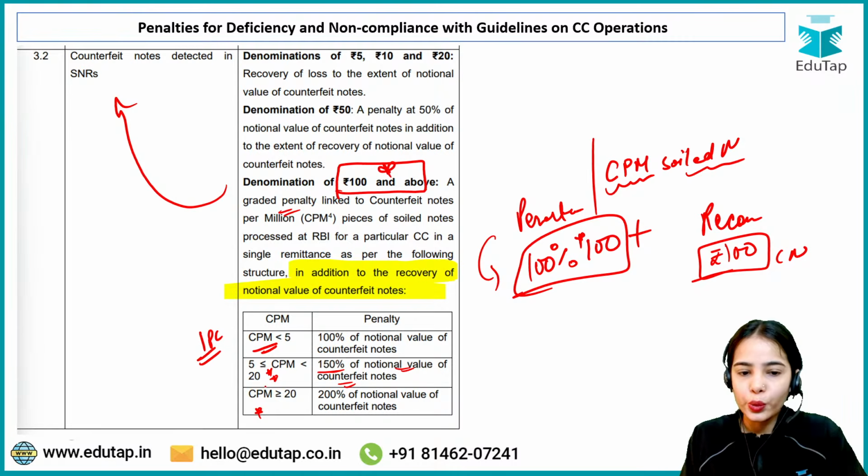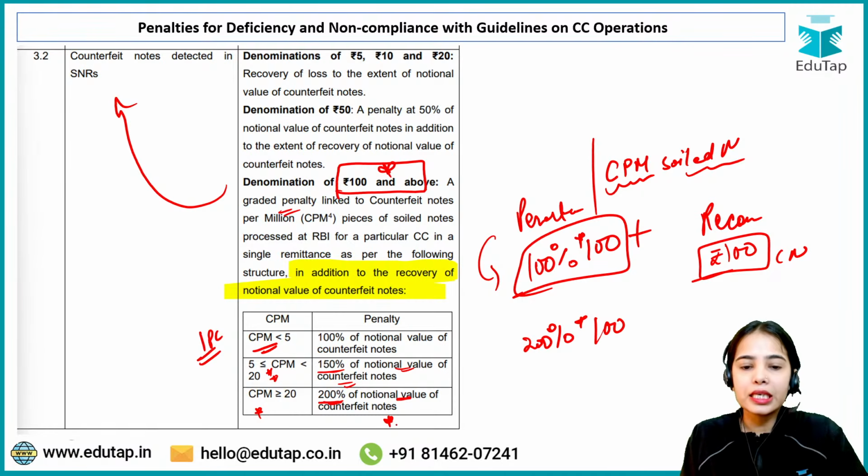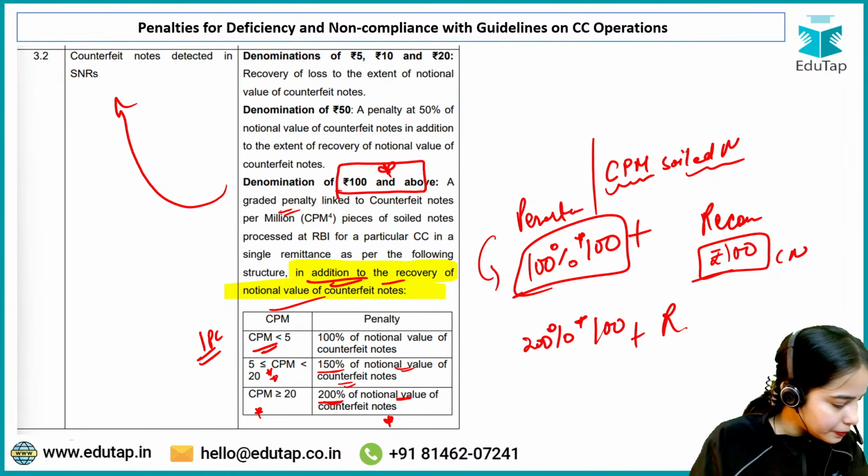If counterfeit notes per million is more than or equal to 20, then 200% of the notional value, 200% of the face value, is the penalty, plus the recovery of loss in addition to the recovery of the notional value, the face value of the counterfeit notes. This will also be done. Got it?